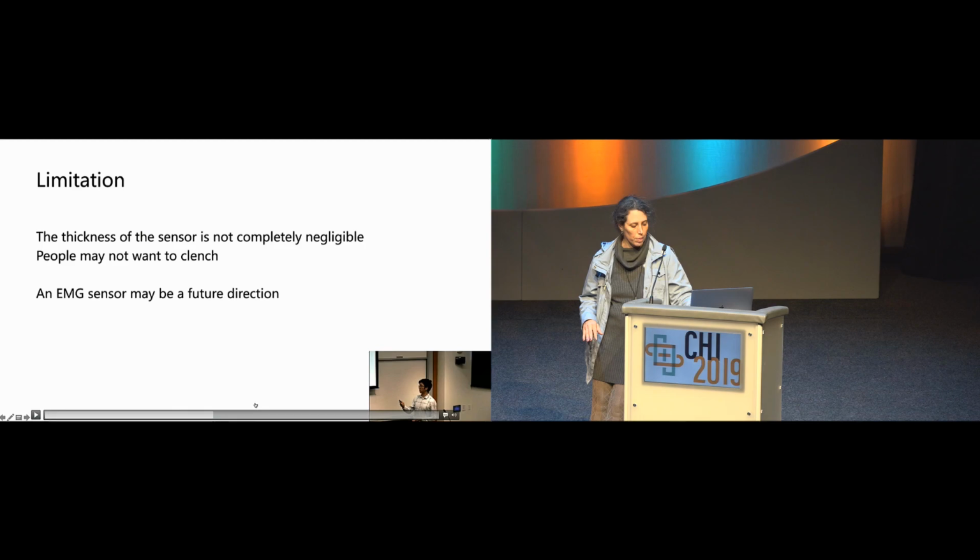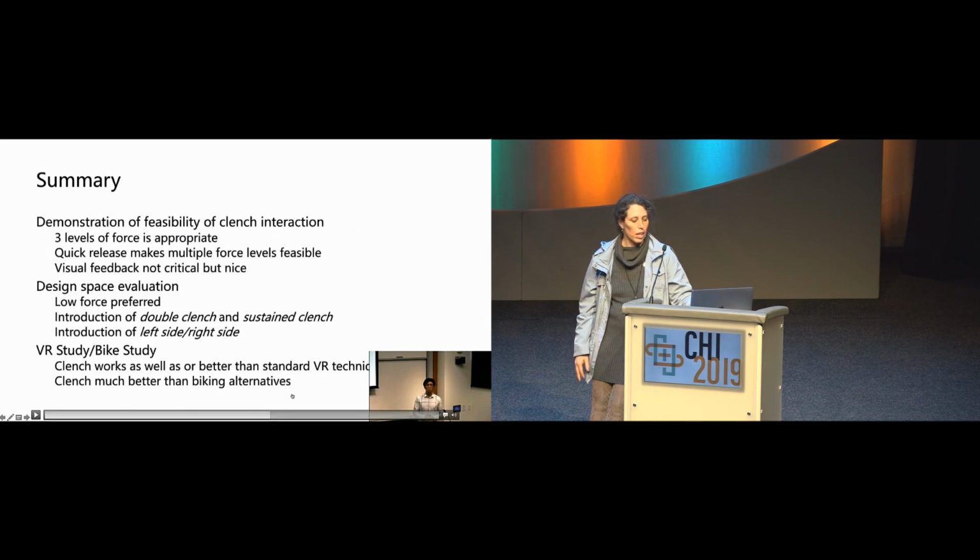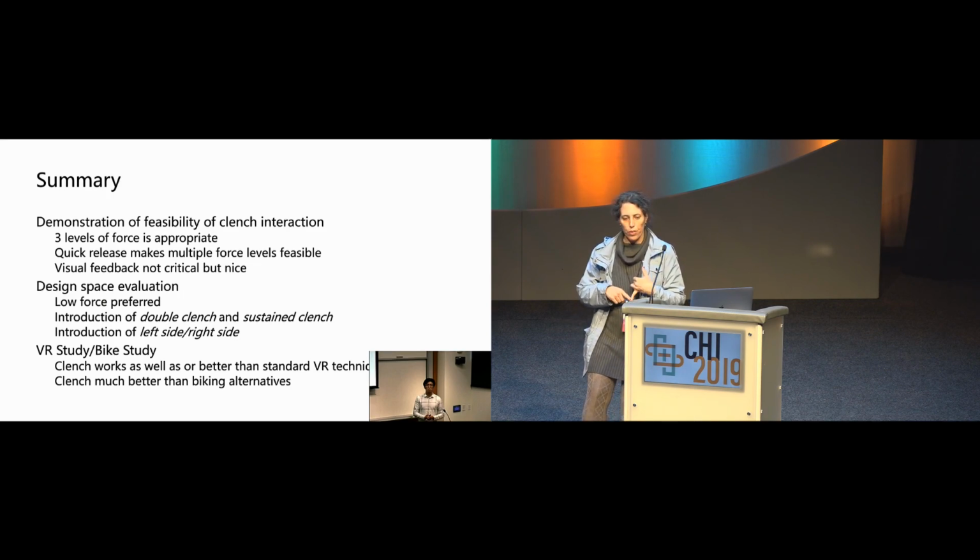Just trying to pull up the second slide here. So in summary, our goal in this paper was really to demonstrate both the feasibility of clench interaction and some of the design parameters that you might use when considering how to design such an interface. And we did find some useful facts: that low force is preferred, but a range of forces are accessible to people, especially if you're using quick release to indicate selection.